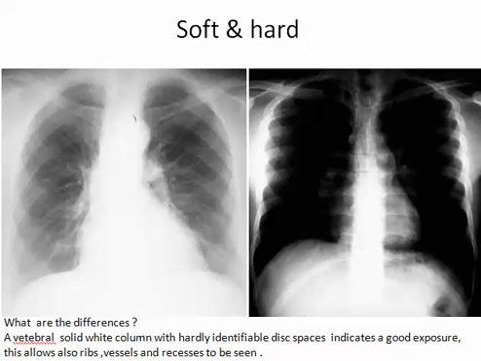The difference between soft and hard films. Normally we can see the spine as a dense column, but we do not see the spaces. So the difference is that on the left it can appear as a dense column. On the right, if it is a hard film, you can see the disc spaces.